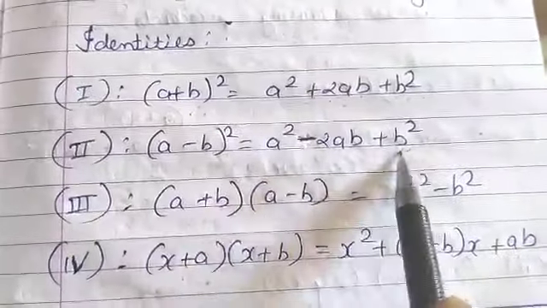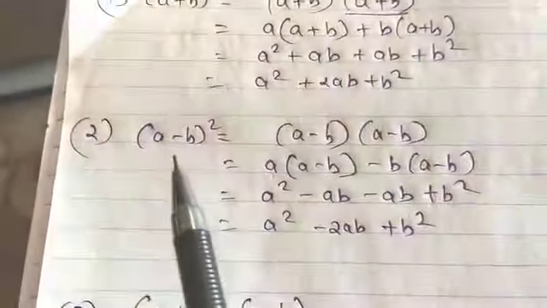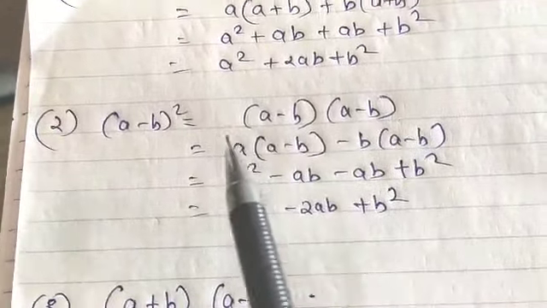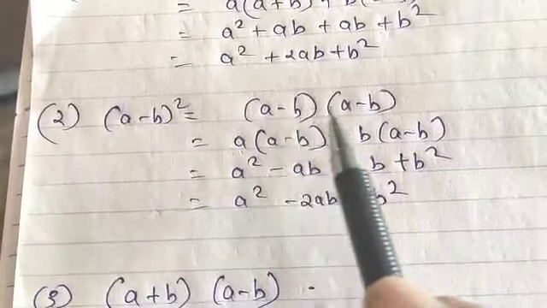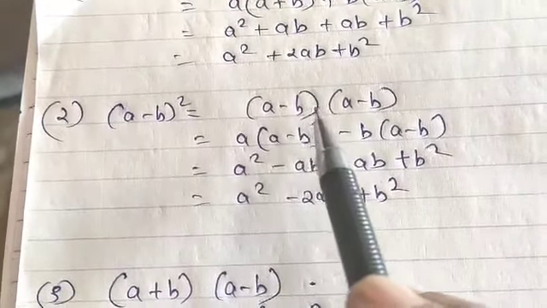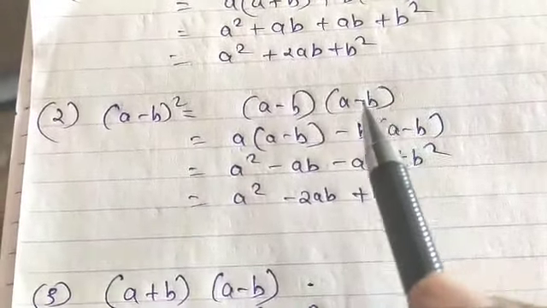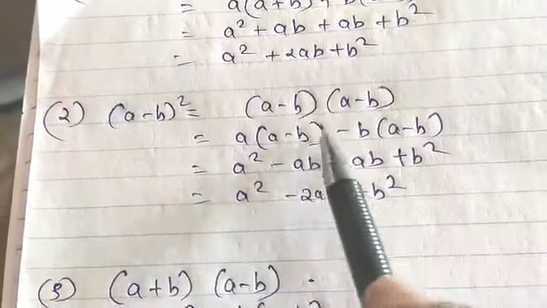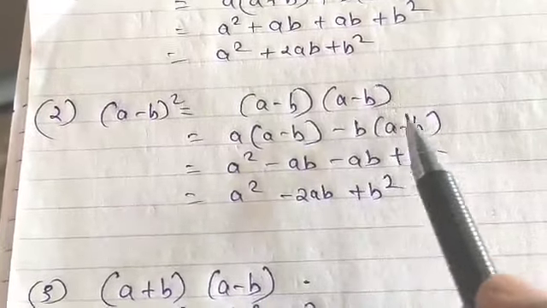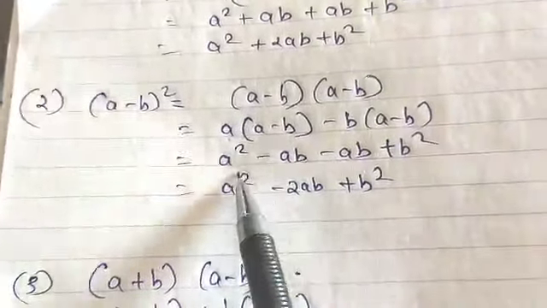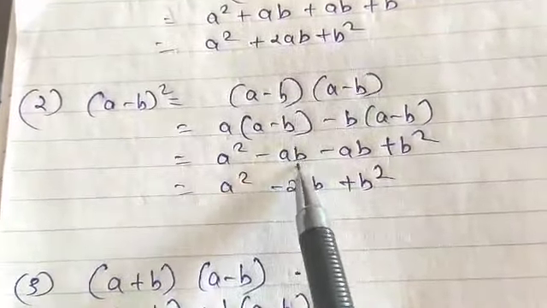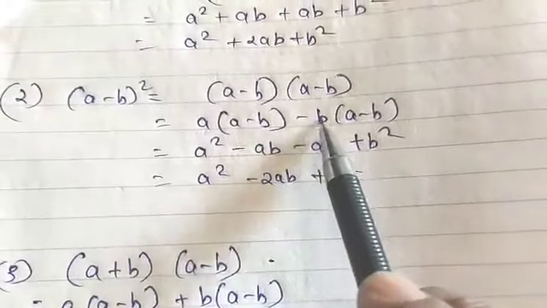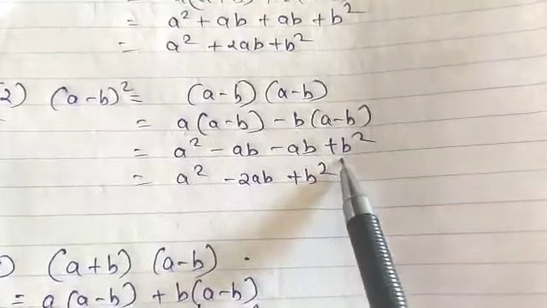Let us see how you got this value. That is a minus b the whole square, that is a minus b into a minus b. You have to write it twice, a minus b multiplied by a minus b. That is a product of binomials. That is a, you have to multiply with a minus b, and negative b multiplied by a minus b. Now a into a is a square, a into negative b is negative ab, negative b into a is negative ab, and negative b into negative b is positive b square.